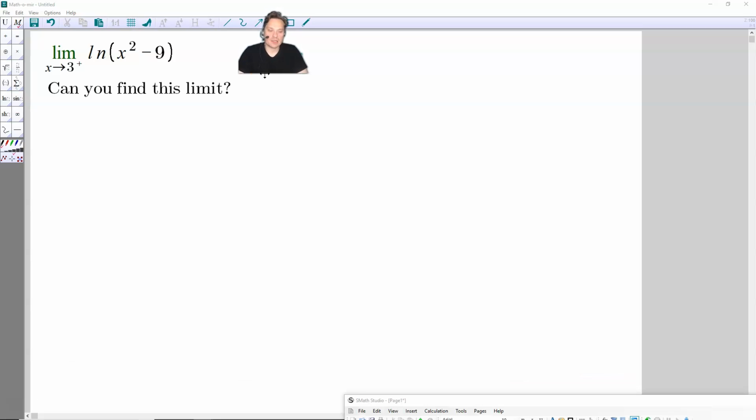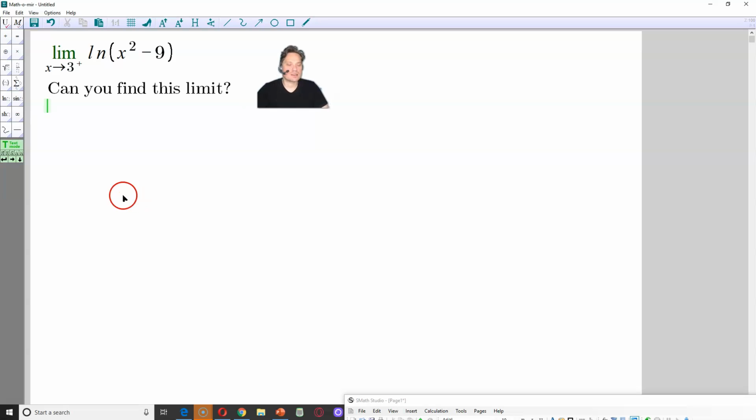Here's a question. The limit as x approaches 3 from the right of ln of x squared minus 9. Can you find the limit? I'm going to leave this on the screen for a count of, say, 5 and let you try. Okay, elevator music is over. So let's answer it together.